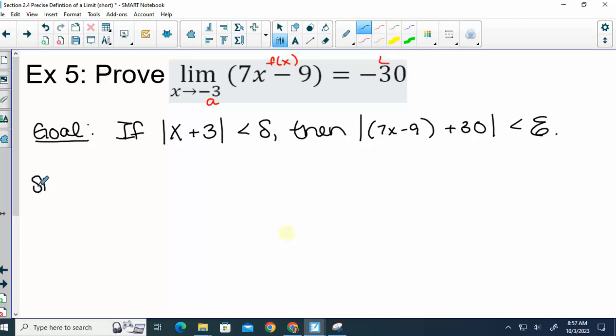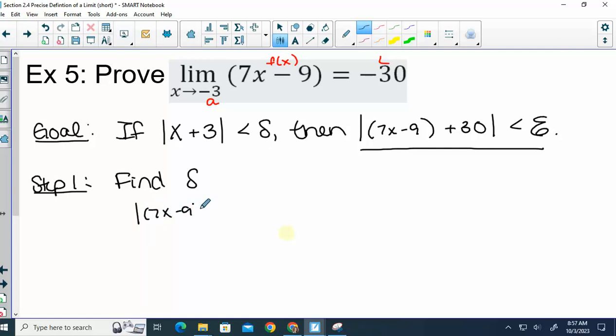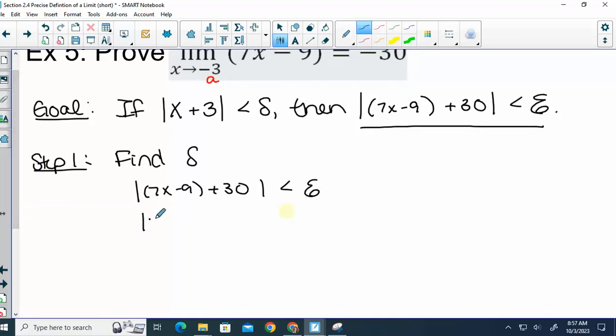So step 1, this is kind of our scratch work. We find the delta value. And to do that, we use the second half of this statement. So we have the absolute value of 7x minus 9 plus 30 is less than epsilon. What could I do with this? Combine my terms. So negative 9 plus 30 is 21. What can you pull out of that? And the absolute value of 7 is 7, so we can take a positive 7 out.